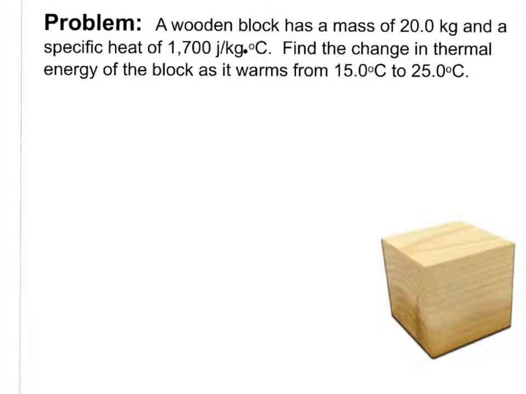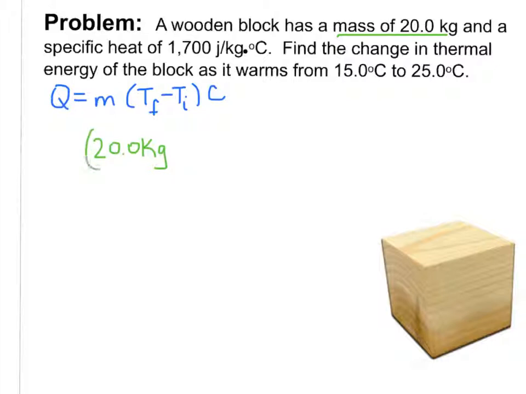So let's go ahead and write our formula down, and we're going to plug in the values of the variables that we know to solve this problem. Here's our equation. We know our mass is 20 kilograms, so 20.0 kilograms for our mass. We want to find the change in thermal energy, and that would be Q, so change in thermal energy in joules. And we don't know that, so that will be our variable.